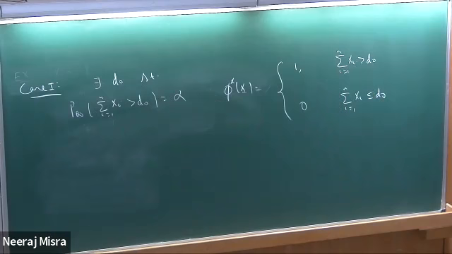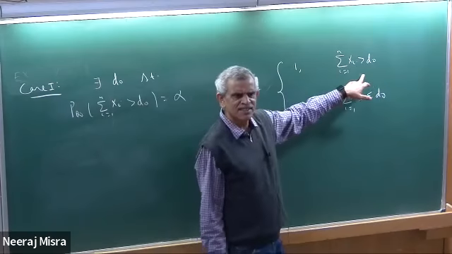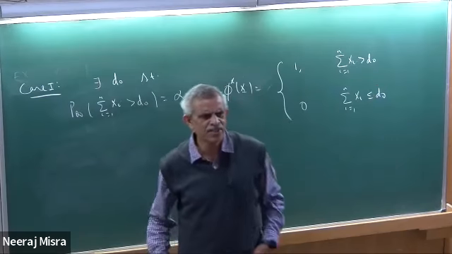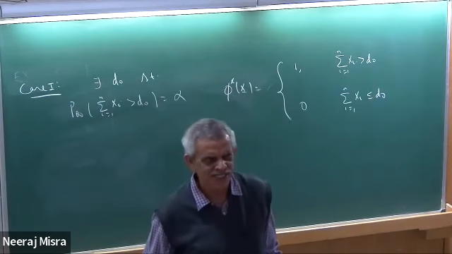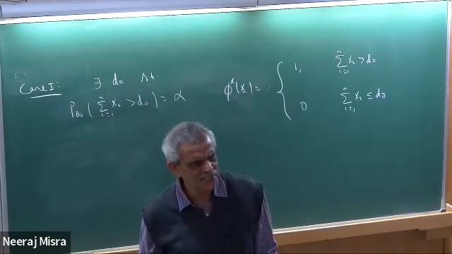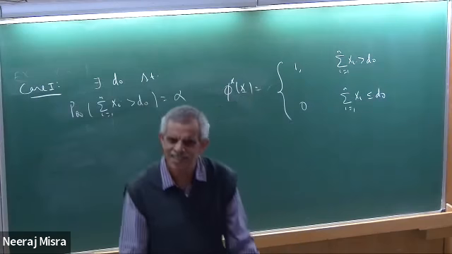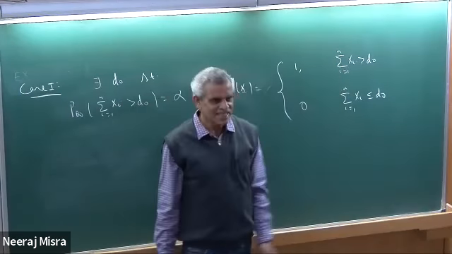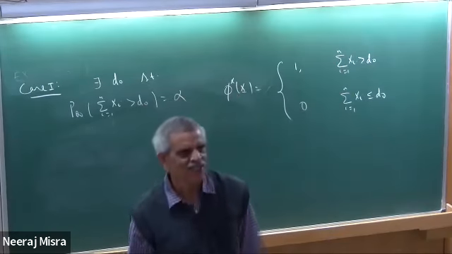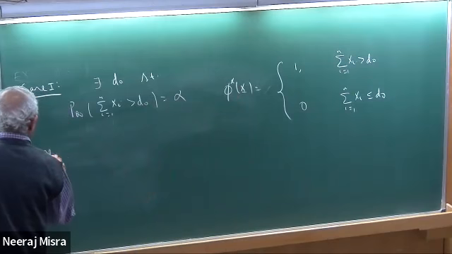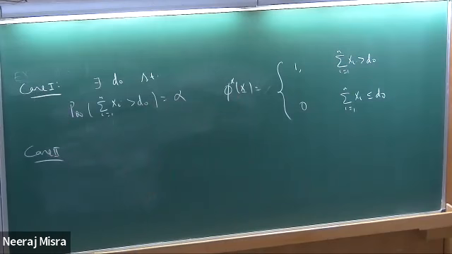Now note that without loss of generality I should take d naught to be an integer, because if d naught is not an integer, that test would be the same as, for example, suppose this d naught turns out to be 3/2. So your test is 1 if summation xi is greater than 3/2, 0 if summation xi is less than or equal to 3/2. But that test is equivalent to saying that summation xi is greater than or equal to 2 and less than 2, right? So I need not bother. I'll always take d naught to be an integer.